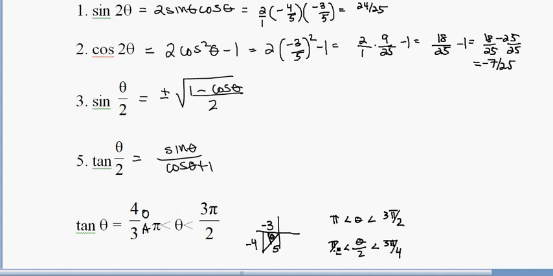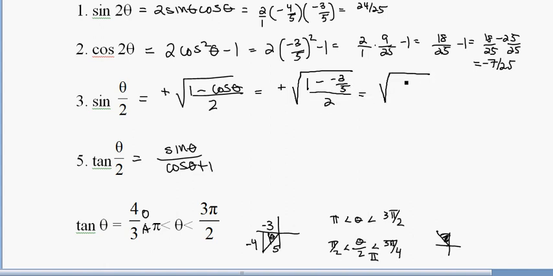So this is in between pi over 2 and 3 pi over 4, which is essentially this little region in the second quadrant. So half angle is in the second quadrant, so that means sine is positive. So that means we just want to use the plus one here. So we do plus the square root of 1 minus cosine. Cosine is negative 3 over 5 all over 2.